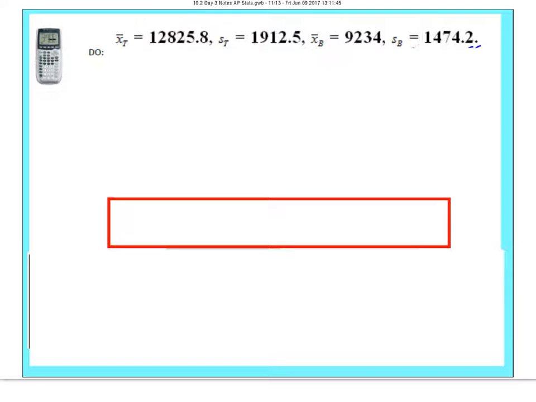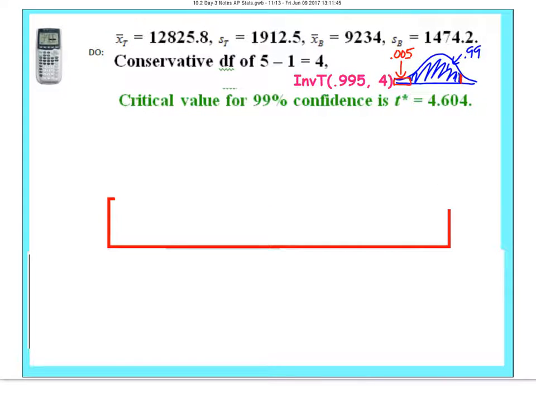Now, the degrees of freedom we need to use, because for a confidence interval we must come up with a t star. Sample sizes were 5 for each, so 5 minus 1 would be a degrees of freedom of 4, and that's what we would use. So we want to find the critical value at a 99% confidence. Let me just reiterate again how to do that.